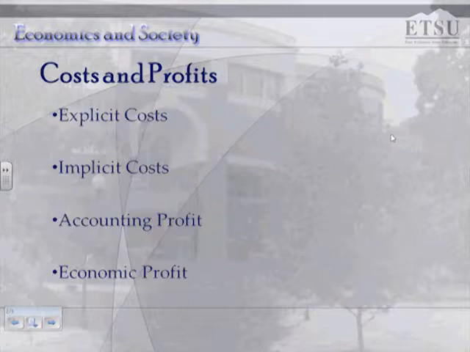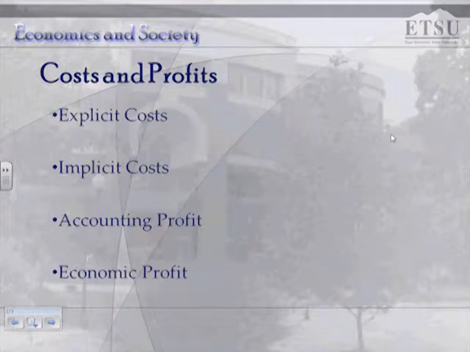These are accounting profits. And so the difference between an accounting profit and an economic profit is that the economic profit takes that total revenue, subtracts off all the explicit costs that are paid out for resources used in the production process, but also accounts for any implicit costs.